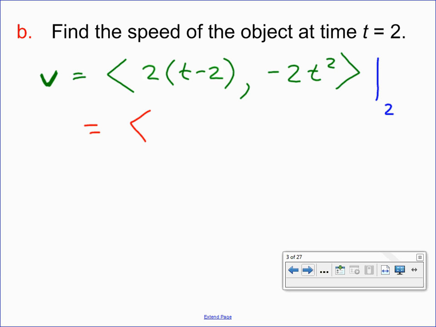If we wanted the velocity at t equals 2, then in component form, 2 goes in for t, 2 minus 2 is 0, times 2 is 0, so I'm getting 0 for my horizontal component. Is that what you guys got? And then my vertical component, 2 squared is 4, times negative 2 is negative 8.